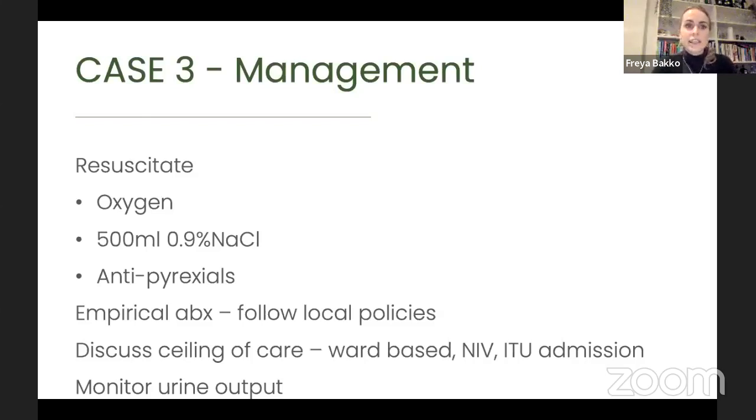In any inpatient, but especially surgical patients who have a higher risk of morbidity and mortality, make sure you always discuss or assess the ceiling of care with your seniors. So is this patient ward-based, or will they be for further interventions such as non-invasive ventilation, or even ITU admission for inotrope support or intubation and ventilation? In any patient with sepsis, it's also really important to monitor urine output and a strict fluid balance.